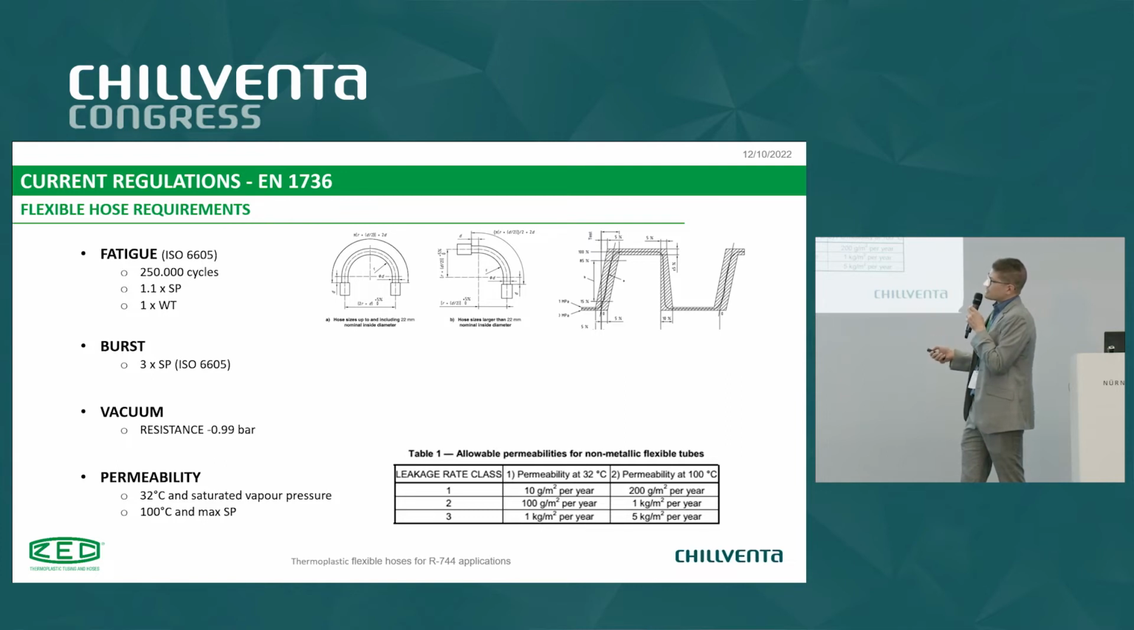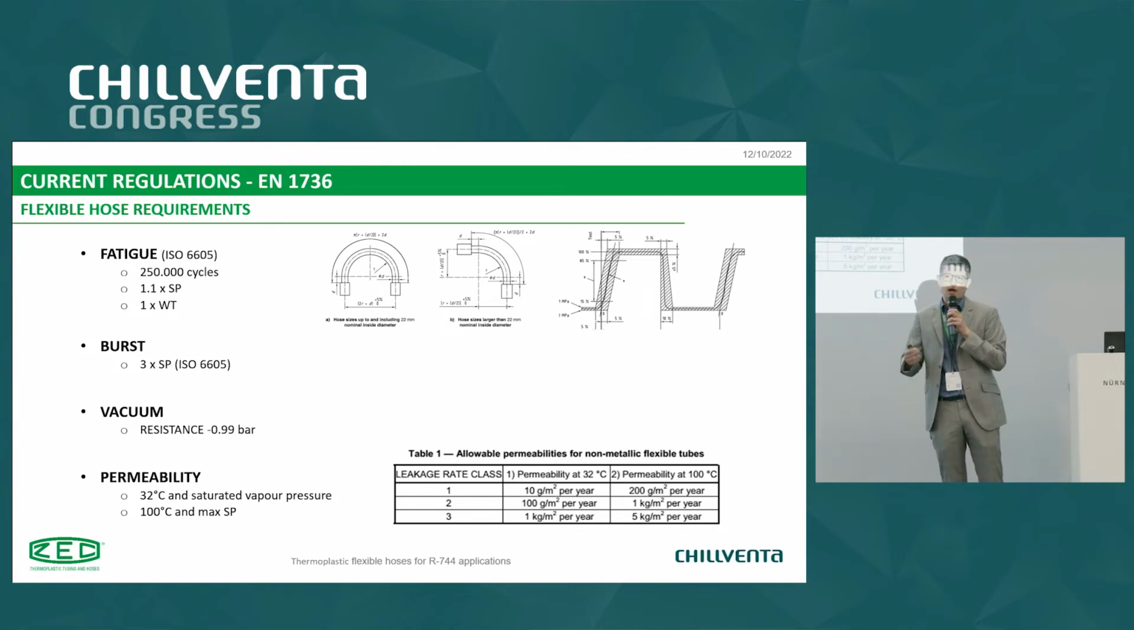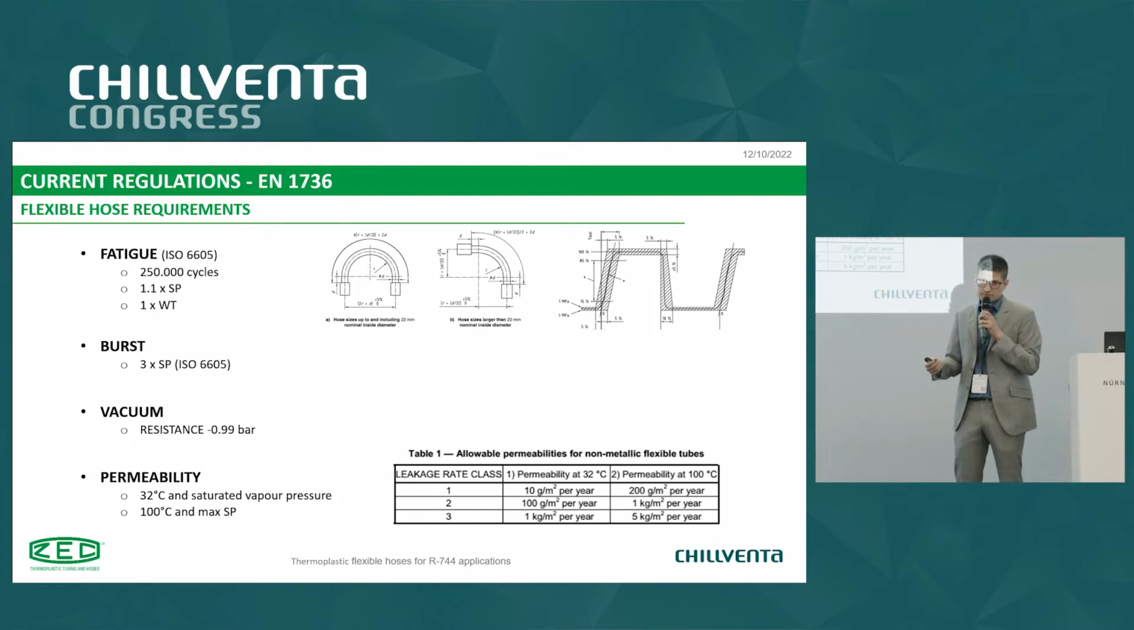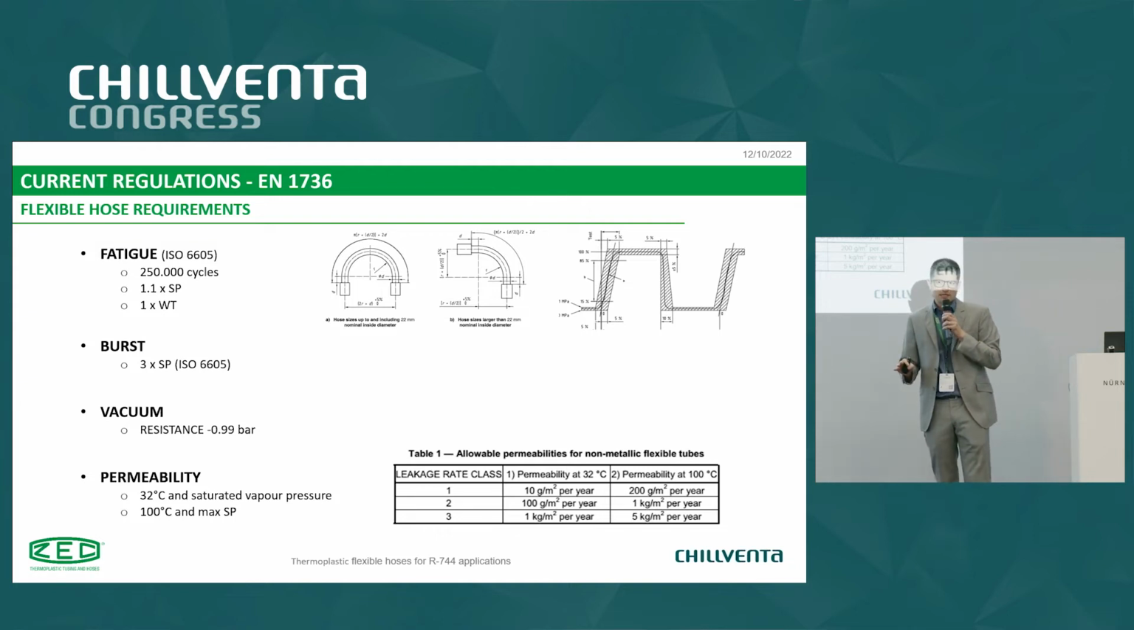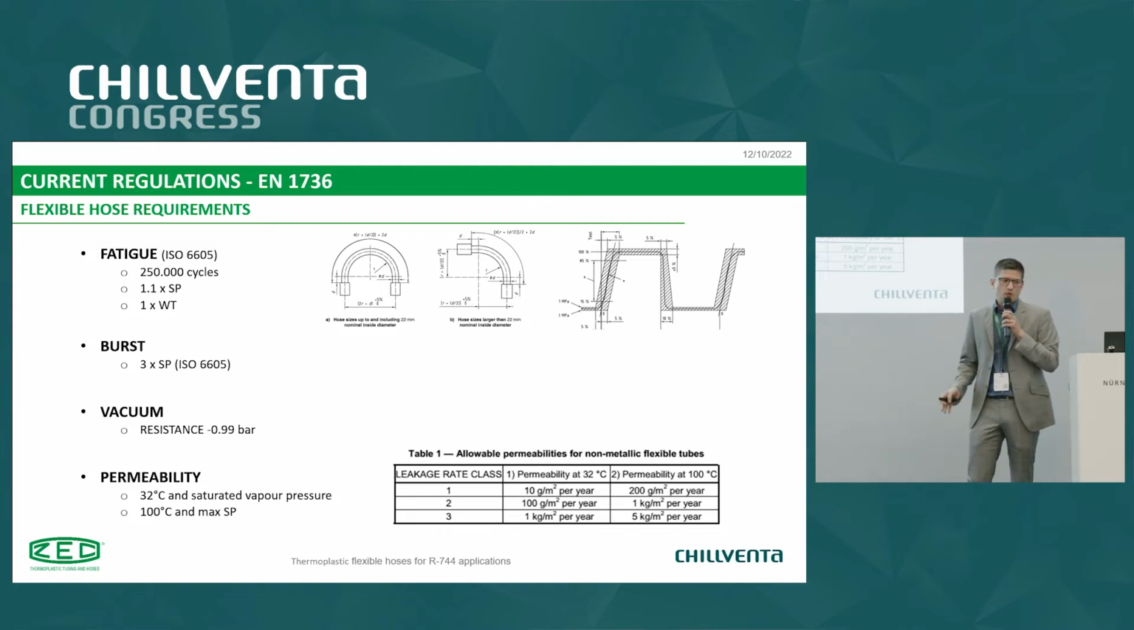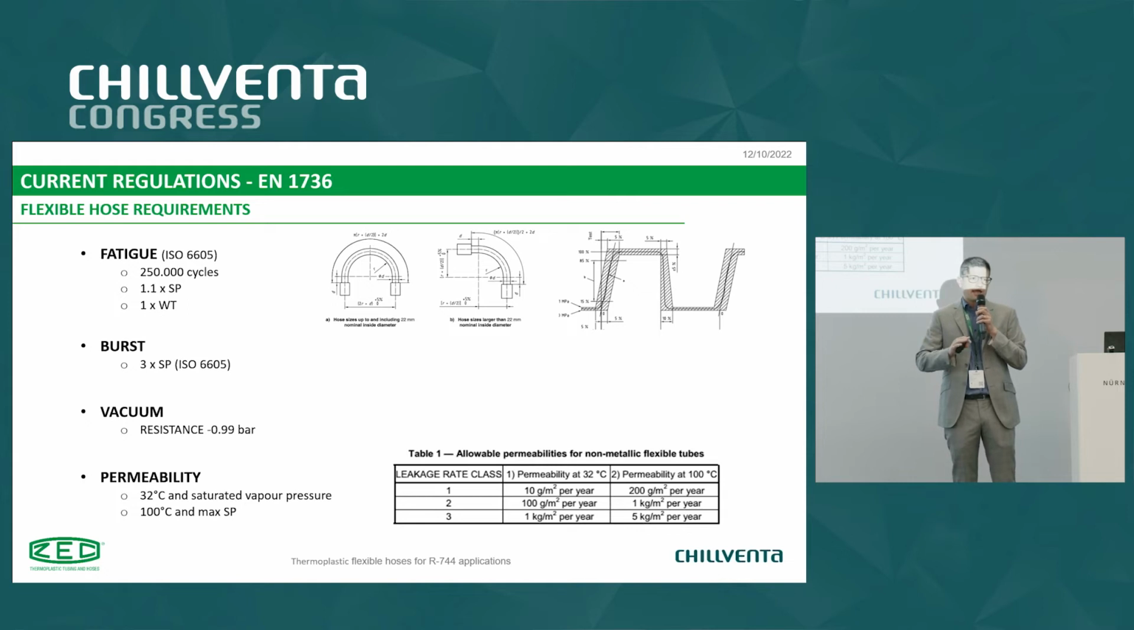Then there is the burst test. The hose must withstand 3 times the service pressure. We decided to increase this safety ratio from 1 to 3 to 1 to 5 in order to give more safety to the product. Then there is a vacuum resistance, quite easy, and the permeability. The permeability is a key feature of plastic. It's not like soldering or welding, where copper does not have any permeation, and if the welding is properly done, there is no leakage. Plastic always has leakages.